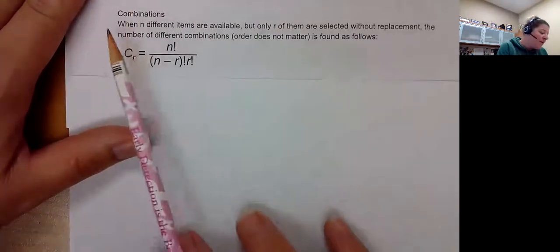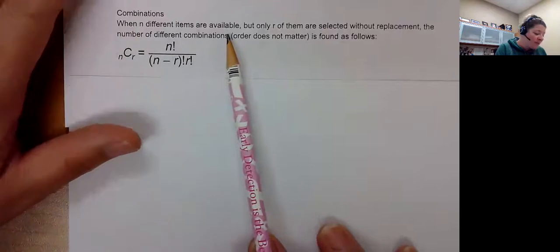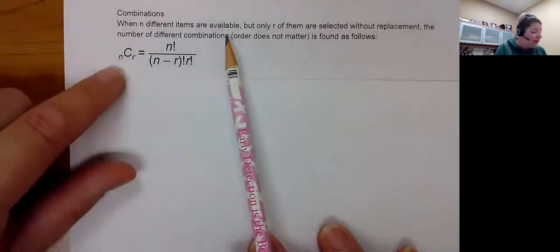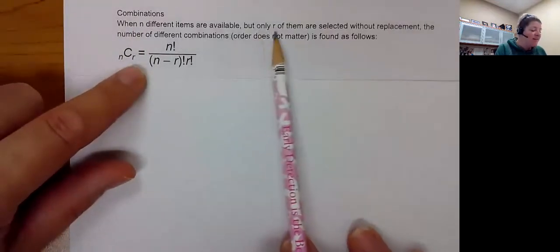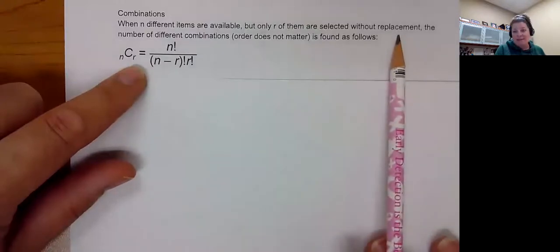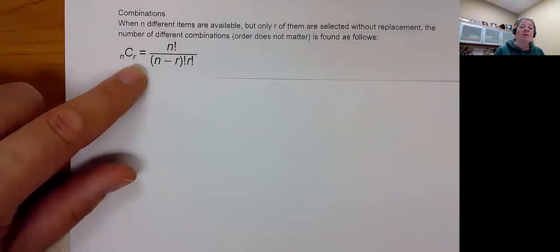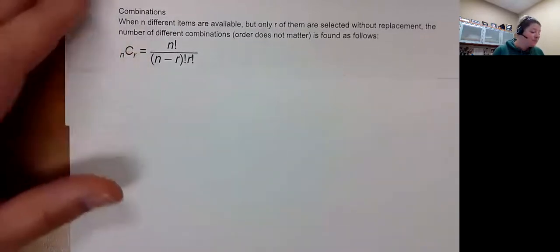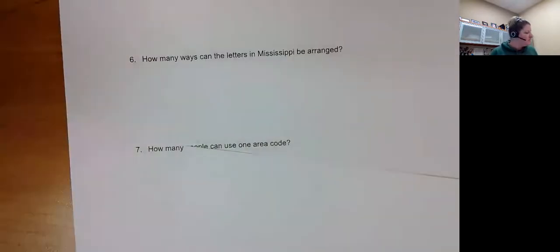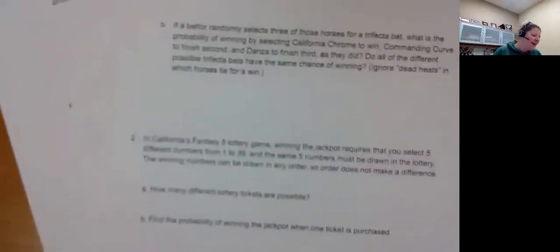Okay, when n different items are available, so n again is your total, and you choose r without replacement, or order doesn't matter. Let's use these. I put in kind of a lot of examples just because I think in this section people get a little bit confused.